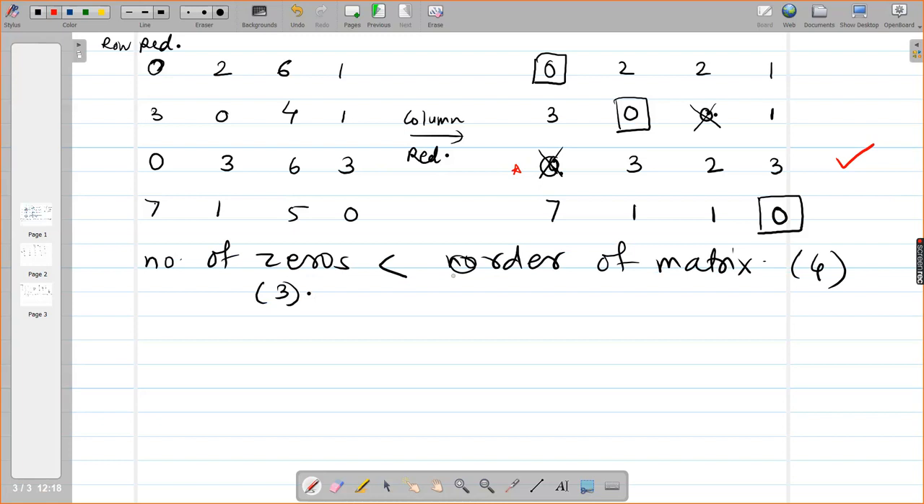Because there is a zero above it which is already assigned. Yes, ma'am. So in which column, this column we will tick. Okay, the column in which this unassigned 0 lies, we will tick that column. Now this 0 belongs to which row? First row. So I will tick the first row also.